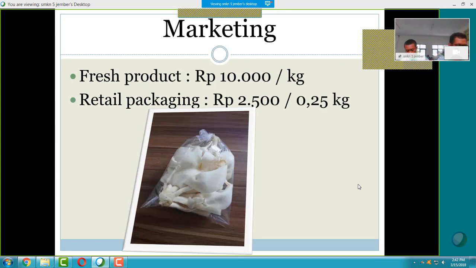After post-harvest handling, we have the market. From marketing, we have fresh product at 10,100 rupiah per kilo. And for retail packaging, we have 200 grams at 2,500 rupiah, at quarter kilogram. And thank you.